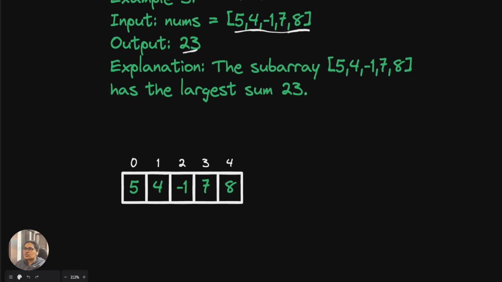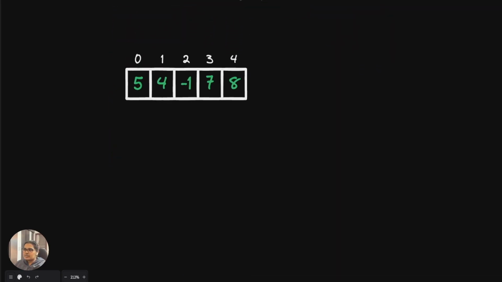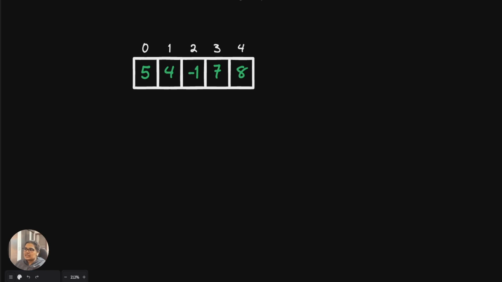So let's look at the solution through an example. Let's say we are given this array. First, let's list all the subarrays in this case. So what are the subarrays we have for this array? 5 is a subarray. 5, 4 is a subarray. 5, 4, -1 is a subarray. 5, 4, -1, 7 is a subarray. 5, 4, -1, 7, 8 is a subarray.